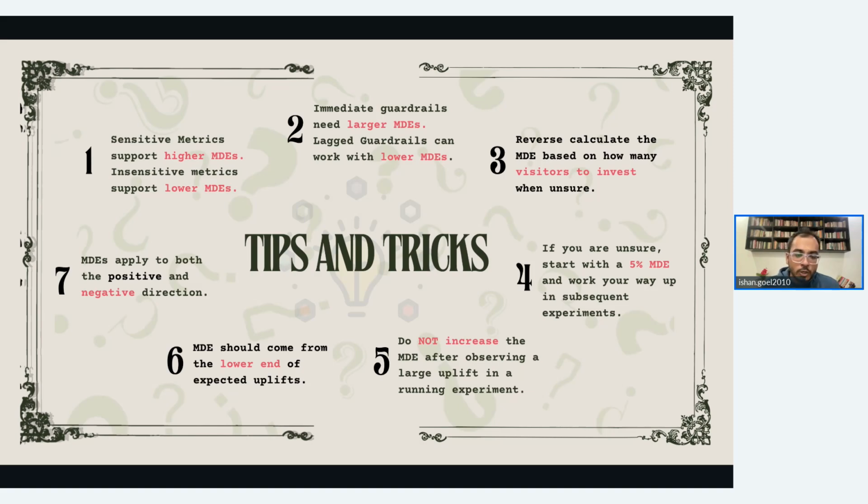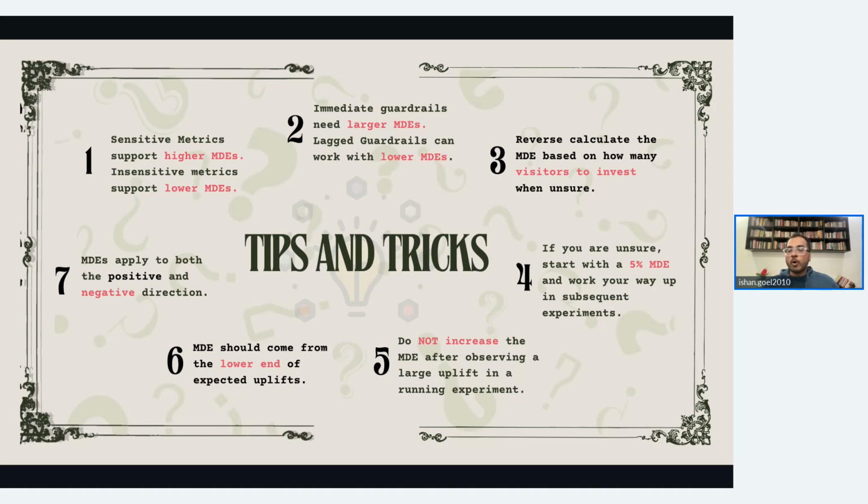This I've already told you, that MD should come from the lower end of expected uplifts. So if you are expecting 10 to 20%, prefer somewhere around 8 to 10% or 5 to 10%, to give it room. If there is a smaller than expected uplift, then it can ideally be detected. Finally, MDs apply to both the positive and negative direction. And this is a very important insight.